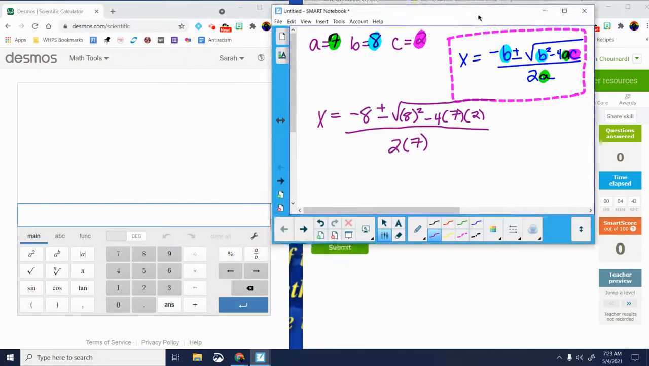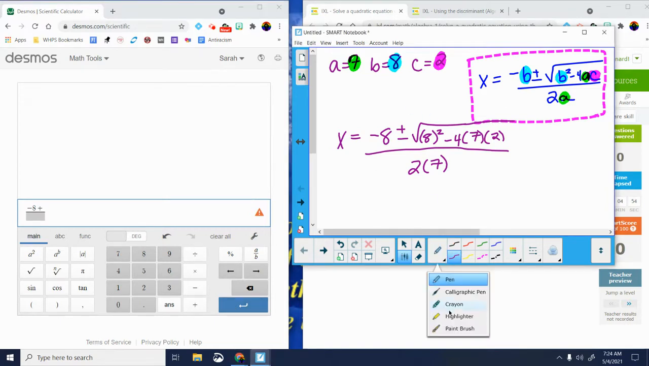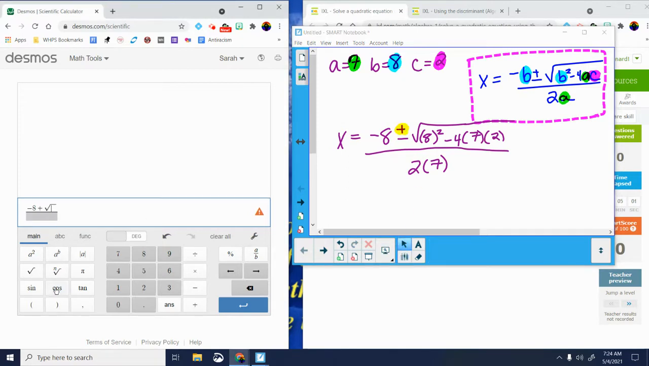So now I'm going to take this piece of information and go to Desmos and plug it in. I'm going to start with the fraction bar and type in -8 plus, because I'm going to focus on just the plus sign first. So -8 plus, still in the numerator, is parentheses 8 squared minus 4 times 7 times 2, all underneath the square root. And then in the denominator is 2 times 7.